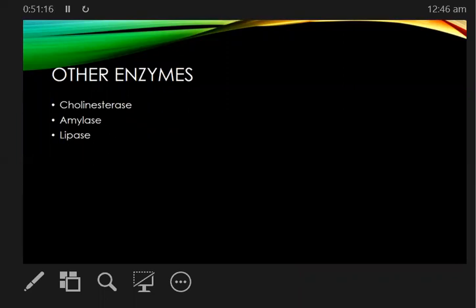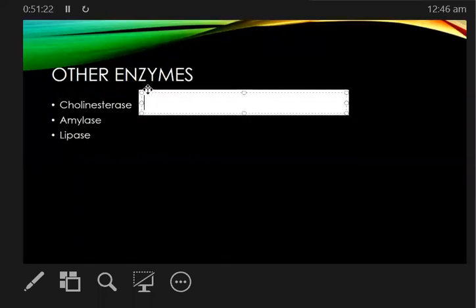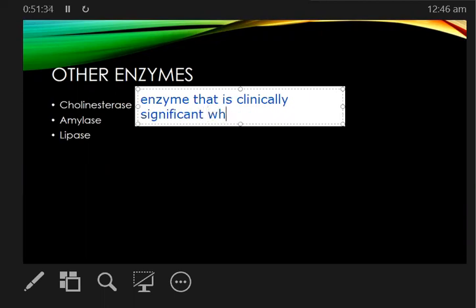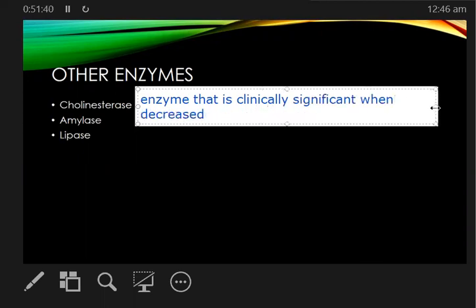What they only ask when it comes to your cholinesterase is the enzyme that is clinically significant when decreased. Okay, enzyme that is clinically significant when decreased, we have your cholinesterase enzyme.